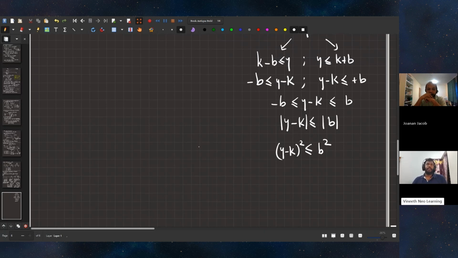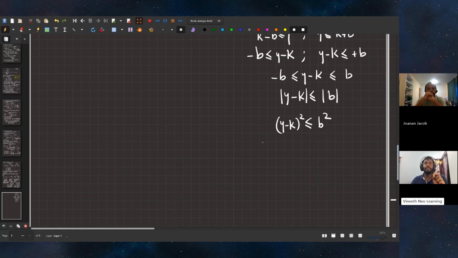For example, if 2 is less than 3, 2 squared will always be less than 3 squared. We can always square it, and it will never violate the inequality. Since b squared is a positive number, we can divide throughout the inequality. It will not alter the sign because b squared is a positive number.